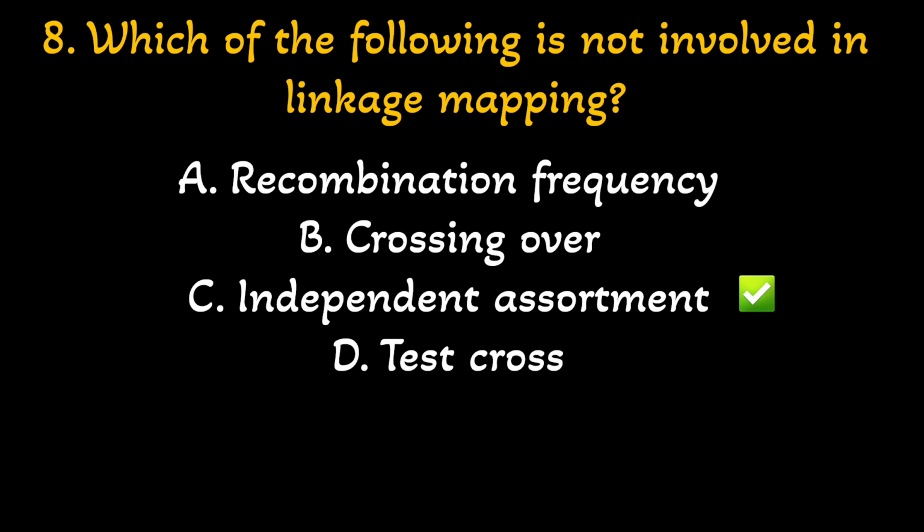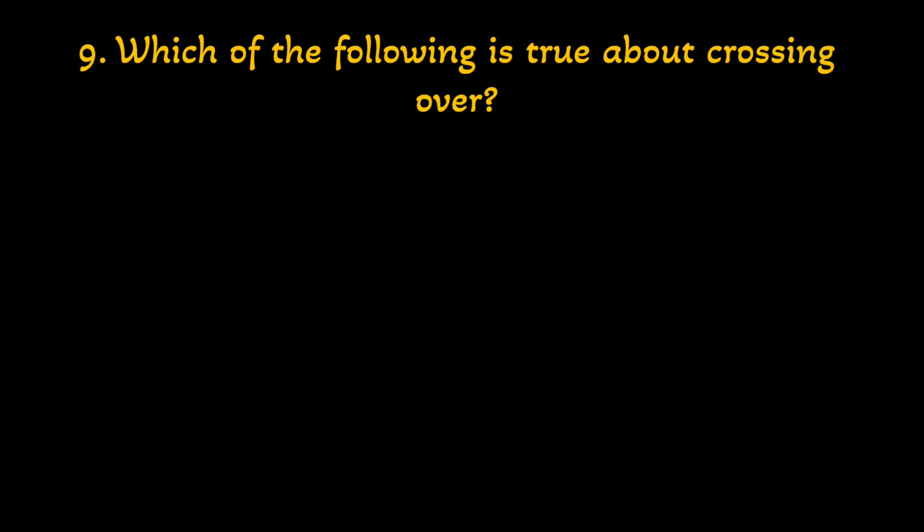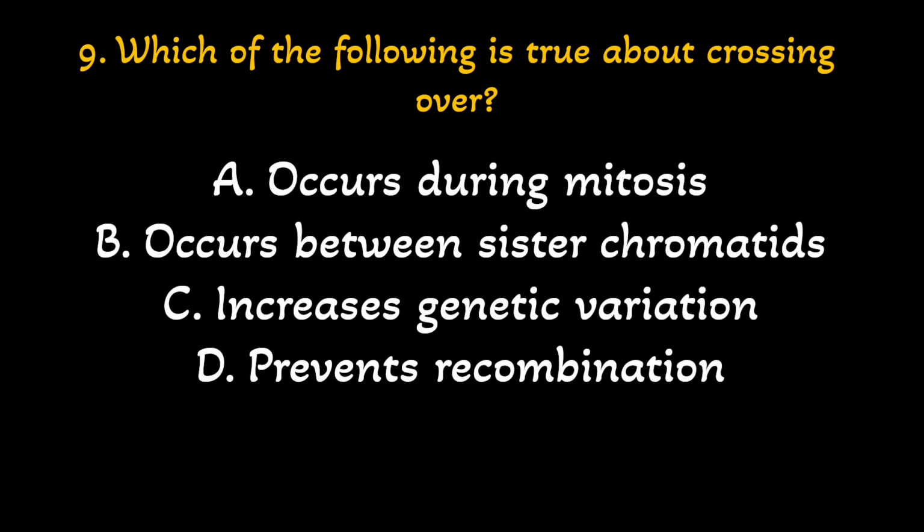Now let's see the 9th question. Which of the following is true about crossing over? So now we are going to talk about crossing over. So 4 options will be displayed to us and we have to find which among them is true about crossing over. The 4 options are: A, it occurs during mitosis; B, it occurs between the sister chromatids; C, it increases the genetic variation; and D, it prevents recombination. So what do you think is the correct option? The correct option is, students, C, that is, it increases the genetic variation.